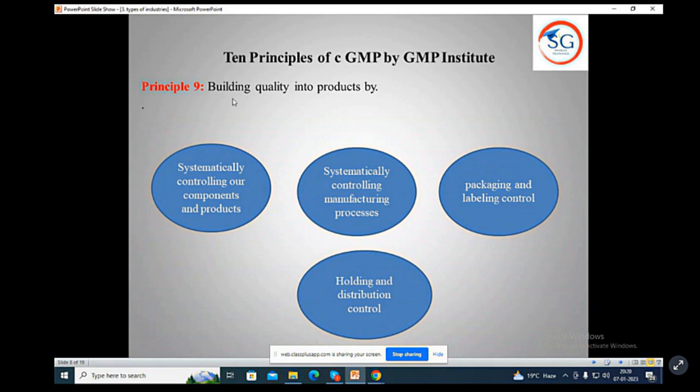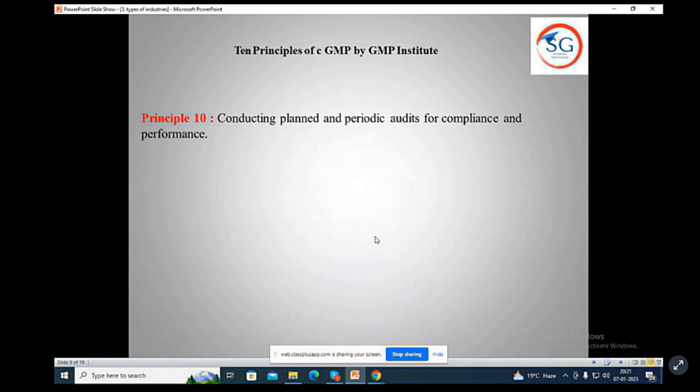Principle 9 talks about how we will build quality into products, how you will produce a quality product. You should control all the raw material, packing material, everything. You should control the manufacturing process, you should control the labeling and packing process, and you should have control on holding and distribution also. If you are having control on all these steps in the pharma industry, then ultimately the final product will be of high quality.